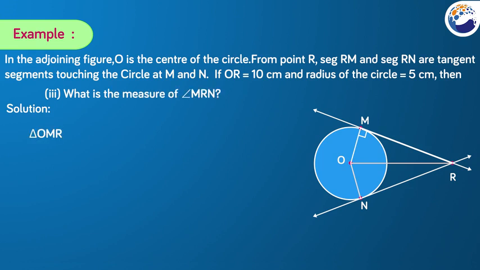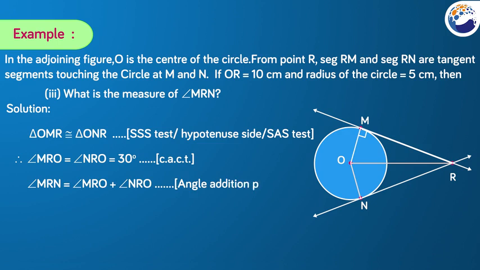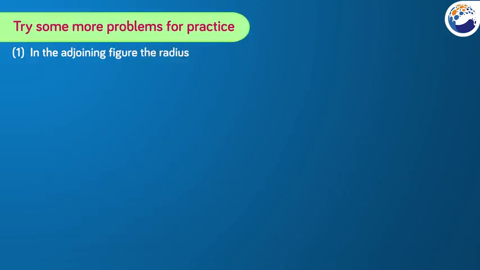3. Triangle OMR is congruent to triangle ONR by SSS test or hypotenuse side or SAS test. Therefore, angle MRO is equal to angle NRO is equal to 30 degrees, by CACT. Angle MRN is equal to angle MRO plus angle NRO by angle addition property. Angle MRN is equal to 30 degrees plus 30 degrees. Therefore, angle MRN is equal to 60 degrees. Try some more problems for practice.